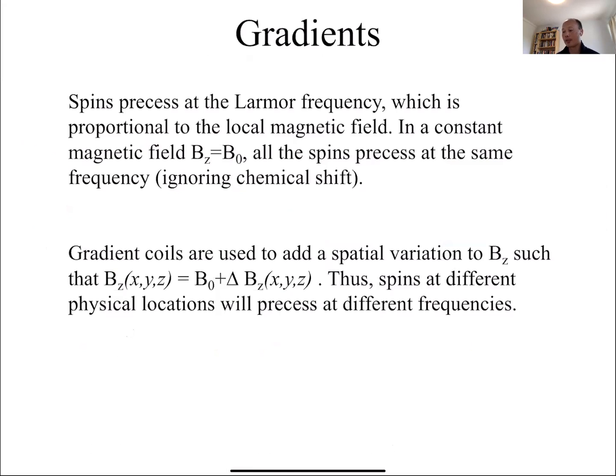So the important concept is we know that spins always precess at the Larmor frequency, which is proportional to the main field. If we just have the constant static field, then they will precess according to gamma B naught. So we have omega equals gamma B naught. Gradient coils are then used to add a spatial variation to B sub Z, such that now we could have omega naught plus some delta omega naught. So the idea is we're going to make spins at different locations precess at different frequencies.